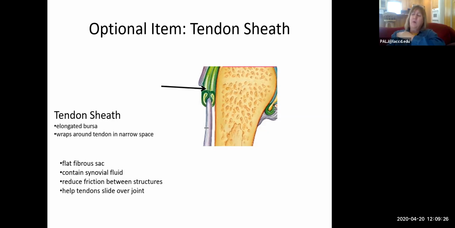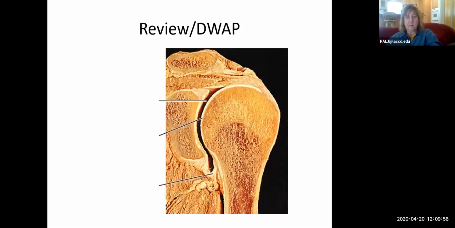But if you go back and you remember the intertubercular groove in your humerus anteriorly, that is where the long tendon of your biceps brachii muscle goes. So every time you are flexing and extending your humerus, that tendon is going up and down in that groove, in that sulcus. And so it's encased in this tendon sheath so it doesn't shred on the bone.